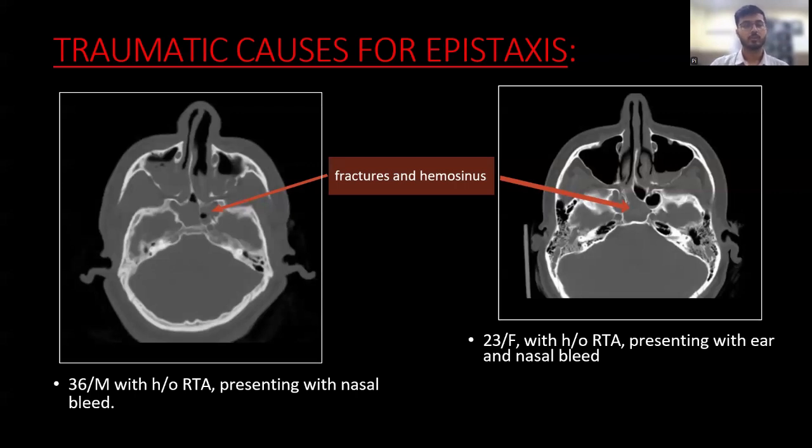So let's look at the traumatic causes for epistaxis. Fractures due to road traffic accidents or trauma to the face can cause hemosinuses, which is filling of blood within the sinuses. In this case, we are seeing blood accumulation in the sphenoid air sinuses and maxillary sinuses. So we have two cases here, a 36-year-old male with history of road traffic accident presenting with nasal bleed, and a 23-year-old female with road traffic accident presenting with ear and nasal bleed.